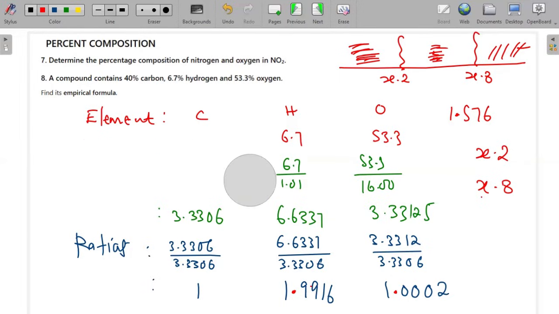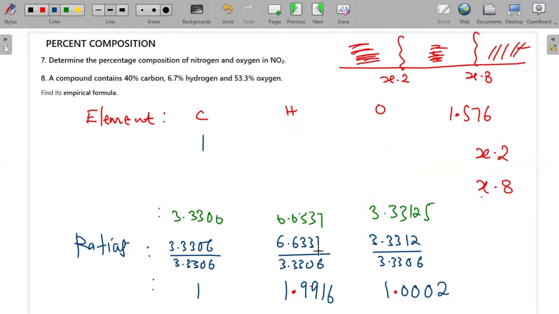But here we're just going to round off because they meet the rules. The first one is just going to remain 1. This one rounds off to 2. This one rounds off to 1. So my empirical formula will be CH2O. That will be my empirical formula there. All right, so any questions there?